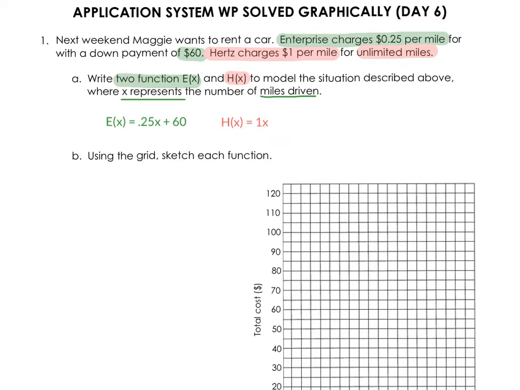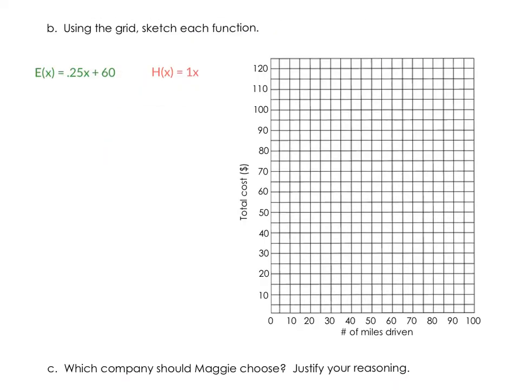Okay, now I have my two equations written, and I can move to using the grid to sketch each function. So all I did so far is bring down my equations so that I can still see what they are. I'm going to use the grid to graph them. Now you can use slope and the y-intercept if you'd like to. So the slope would be 0.25 or 1/4. And the y-intercept would be 60, but you have to also look at the scale to make sure that you're going by the right number.